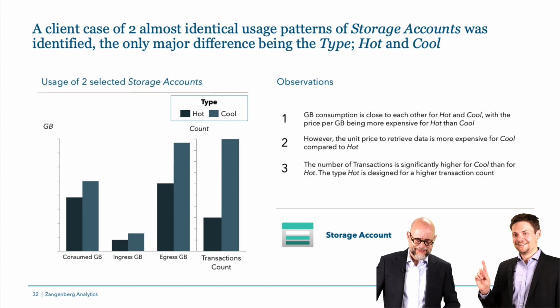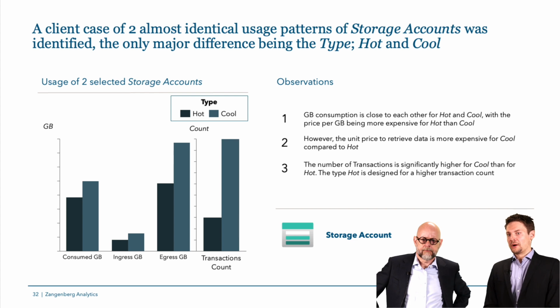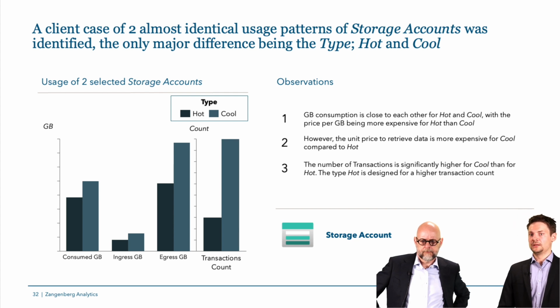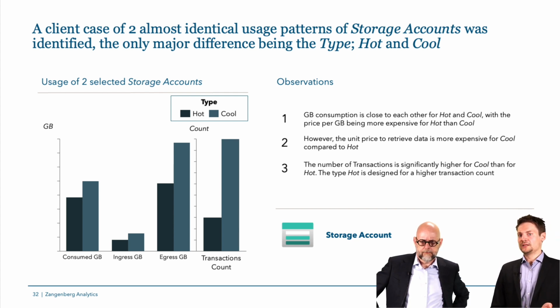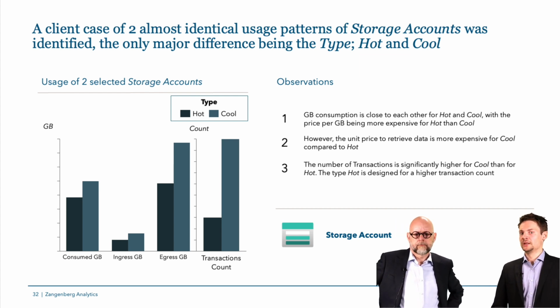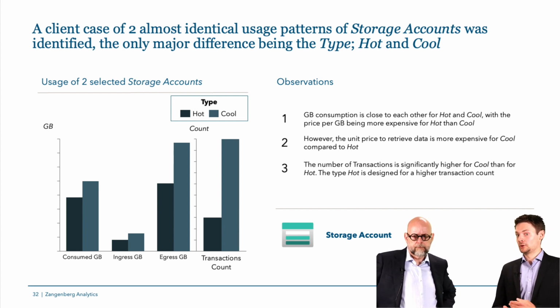Not yet. So I found two storage accounts. This is client data. The amount of consumed gigabytes is almost equal. The amount of ingress gigabytes, ingress being writing data to Azure, is often free. But then reading out the data, the cool is a lot greater than the hot, though it doesn't change the numbers that much. And the transaction count is a lot higher for the cool than for the hot. It should be the opposite: you should have more data read from the hot than the cool, and more transactions in the hot than the cool, given the names, hot and cool.